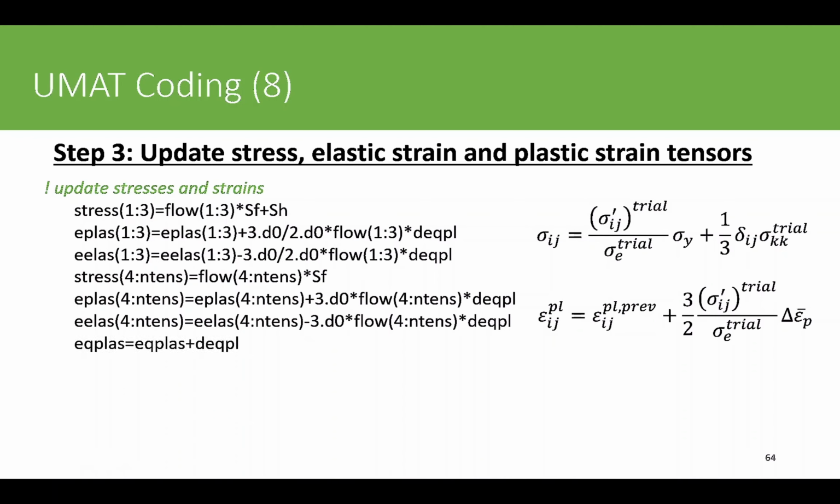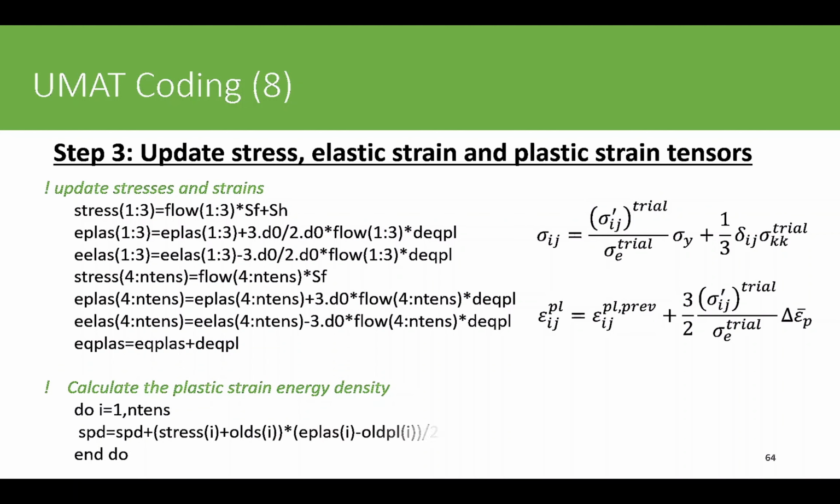Once I have done that, I can also compute the equivalent plastic strain. In this case, I just need to add this increment which I have found from Newton iteration to the equivalent plastic strain from the previous increment. And this way I have updated the stresses, elastic strains, and also the equivalent plastic strains. If you want, you can compute the plastic strain energy density, SPD, if you remember, and that is just the area under the stress strain curve, and that is what I have done here. So based on the stress definition, you can find out the stress times strain over 2.